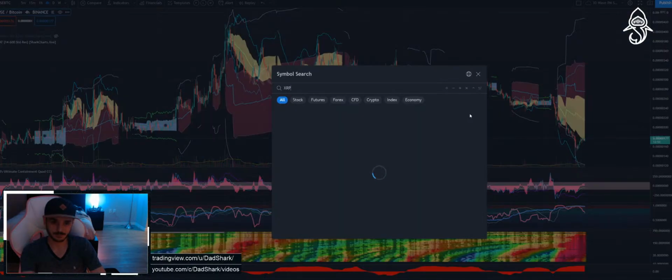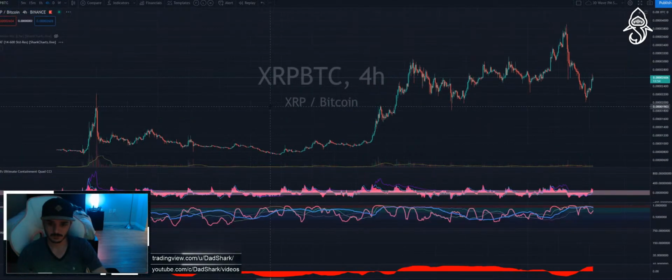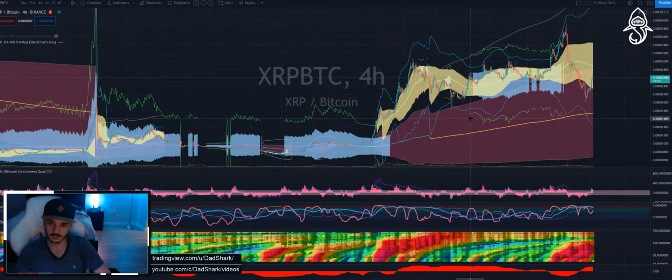Let's do XRP. So 4-hour, we saw this bullish wave PM cross, which resulted in this trend, which has now immediately mean inverted, and we're gonna have to manually define that because it's not timing out on its own based on the 180 period.